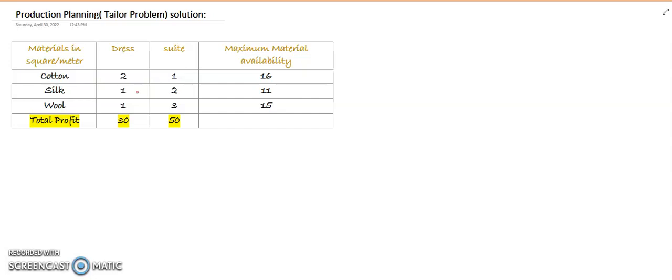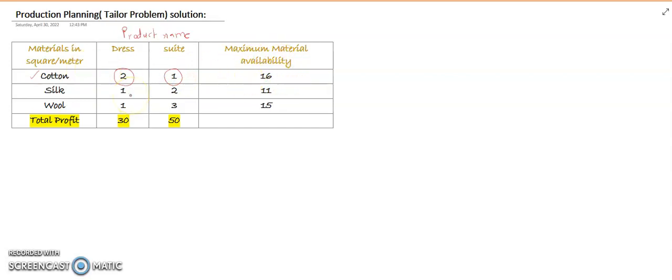Here it is. As you can see, in the first column we have put the materials in square meters. Then there are the two products, the product names, whatever the business is making. This is the maximum material availability. So if we look at cotton, a dress requires 2 square meters of cotton, and a suit requires 1 square meter of cotton, and the maximum availability is 16.